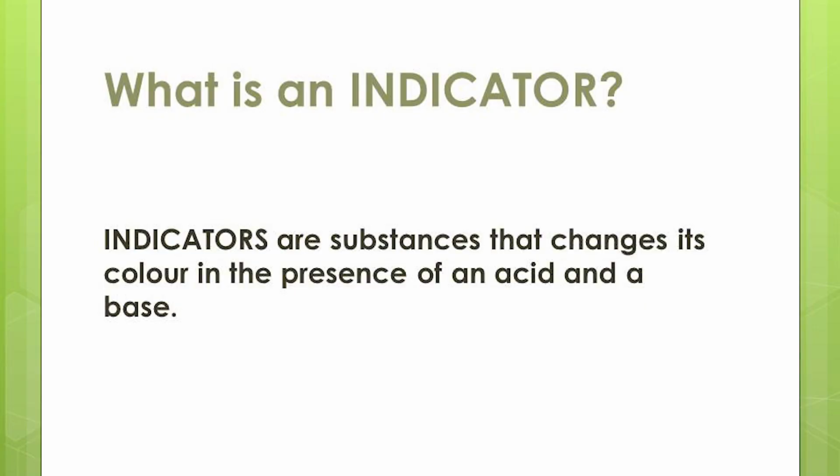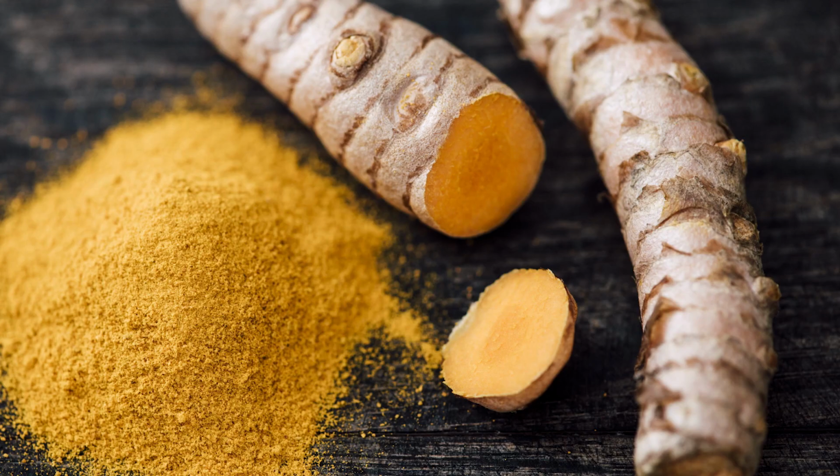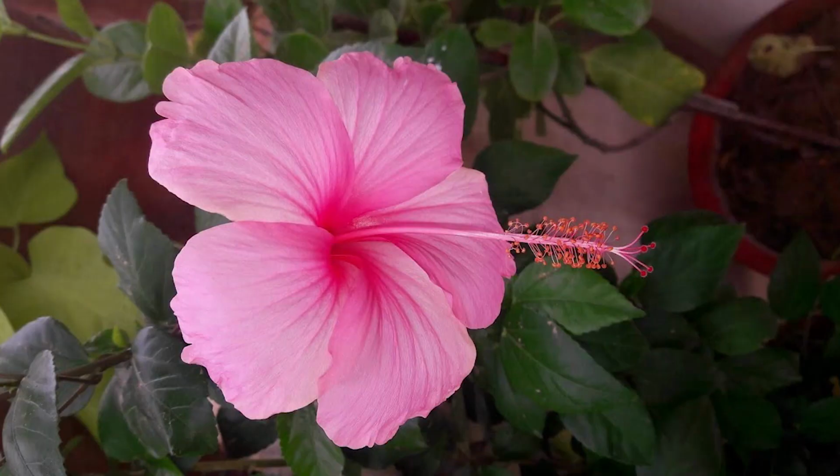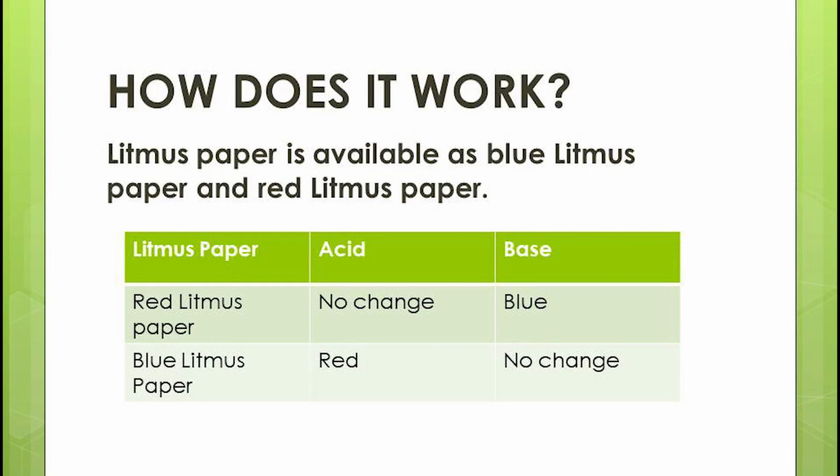How is it spelled? It is INDICATORS, indicators. I'm going to show you the list of activities to identify whether the solution given to you is an acid or a base. Some examples of indicators are litmus paper, turmeric powder and China rose. There are two forms of litmus paper available. They are red litmus paper and blue litmus paper.